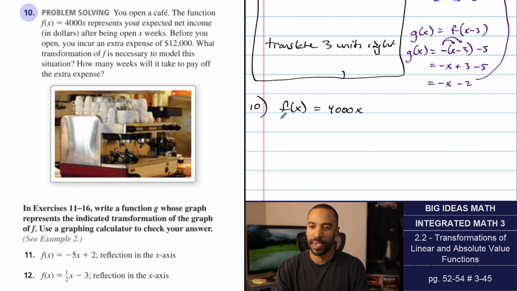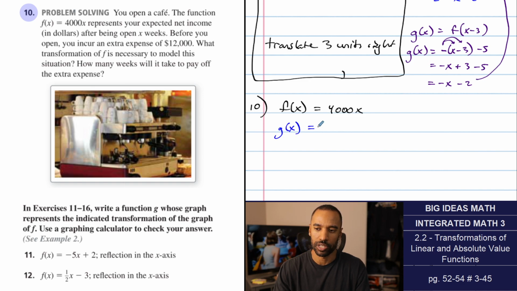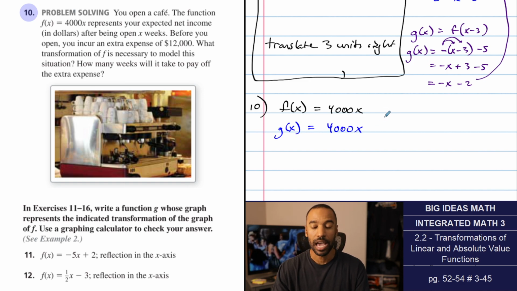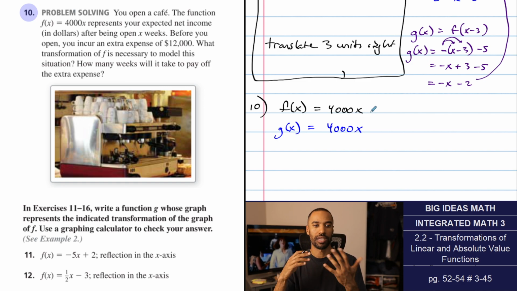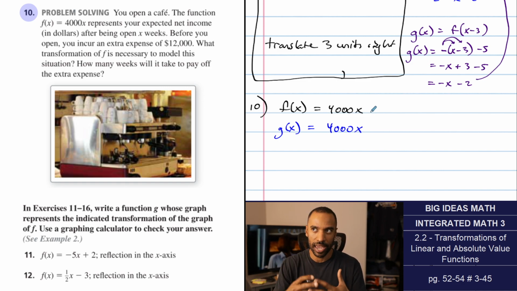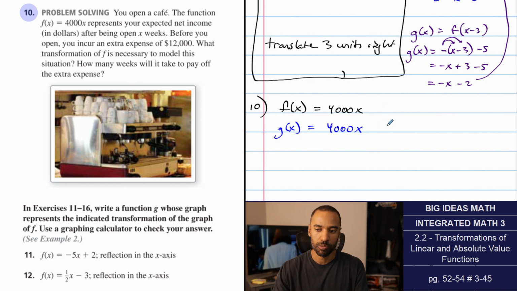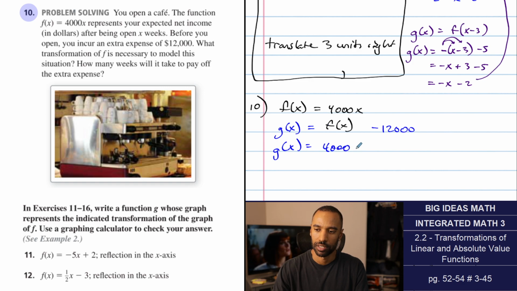So there's that one. Let me make a g of x equation here. The g of x equation, the upfront expense of $12,000, it says before you open, which means it doesn't change as time goes on. It was an upfront one before we started. And an expense is opposite of income, so you'd subtract. So subtract $12,000. You take your f of x and subtract 12,000, and that'll turn it into that. So g of x equals 4,000x minus 12,000.